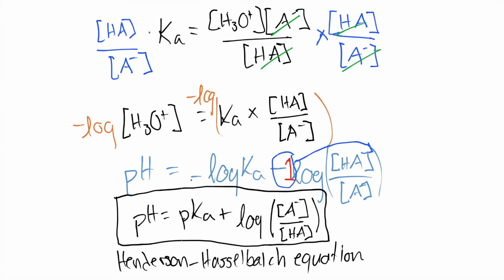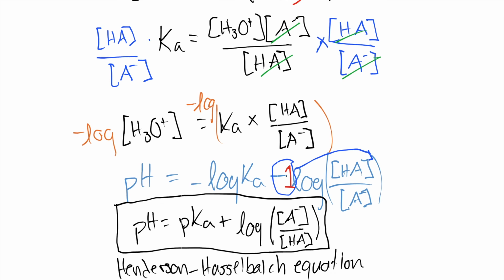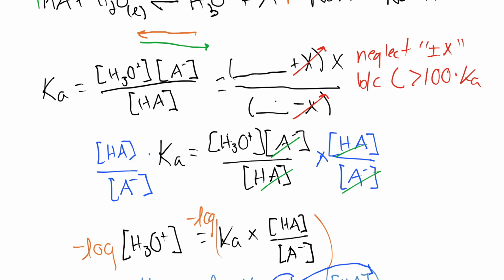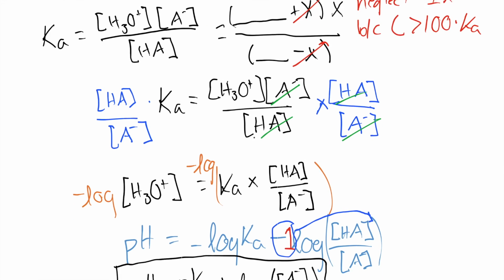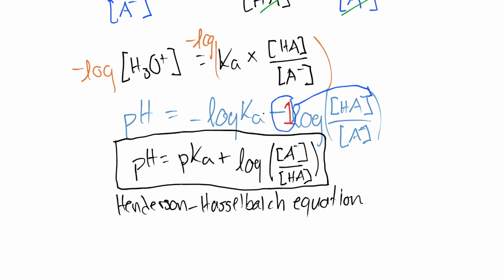Now if we're given a problem, we can say we want to make a buffer that is 0.1 molar sodium acetate, which we're just going to abbreviate as NaA, and maybe acetic acid. We can use the initial concentrations, because we're neglecting x in here since it's so small, because the Ka is going to be so small. And so that is the Henderson-Hasselbalch equation, and I've actually run out of time here.